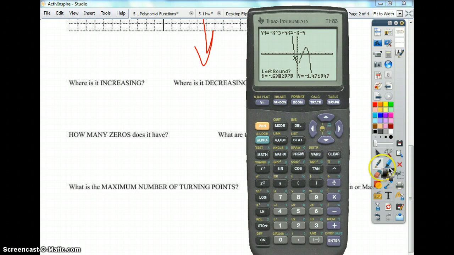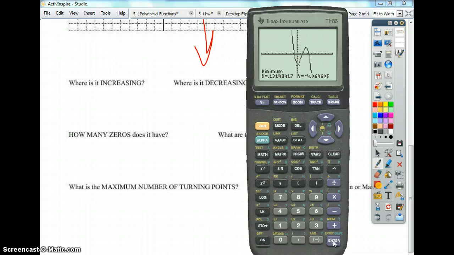So if I hold my cursor at the minimum, you can see that the cursor is blinking to the left. Hit enter. Now, make your cursor go to the right of that minimum. If I put my cursor there, you can see now it's blinking to the right. Hit enter, and it's going to ask you to take a guess. Just hit enter again. And we have the minimum.